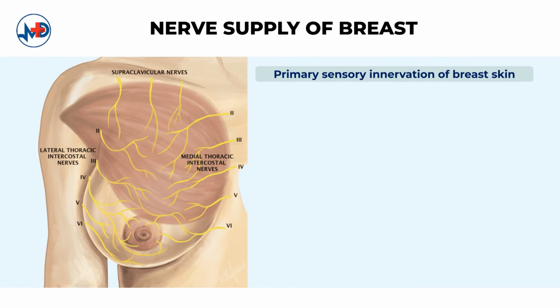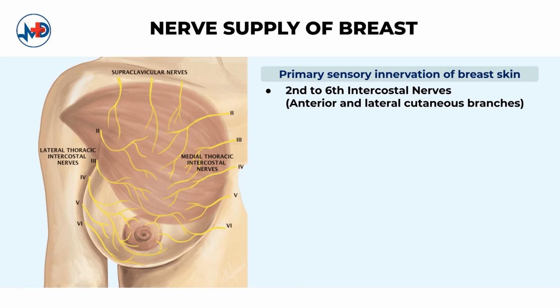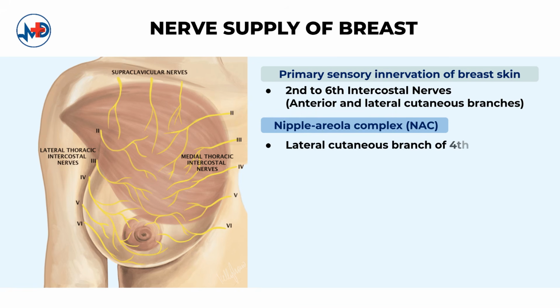Sensory innervation to the skin of the breast primarily comes from the anterior and lateral cutaneous branches of the 2nd to 6th intercostal nerves. The nipple areola complex, or NAC, is predominantly innervated by the lateral cutaneous branch of the 4th intercostal nerve, T4 dermatome. This is important when considering sensation preservation or loss after breast surgery.